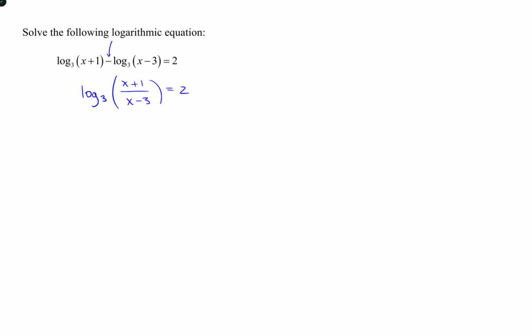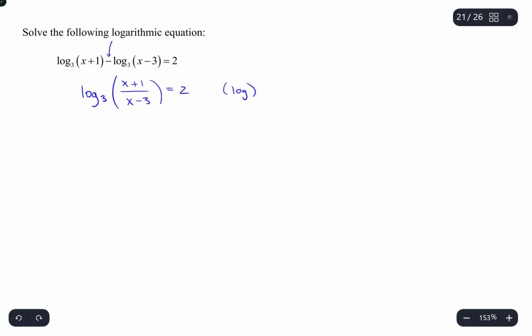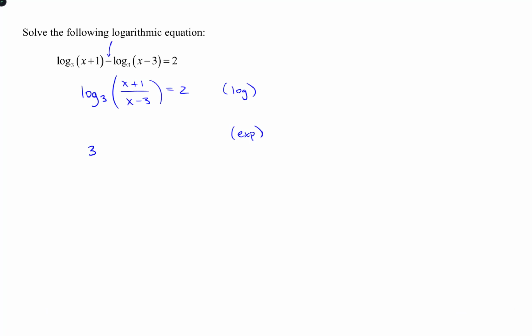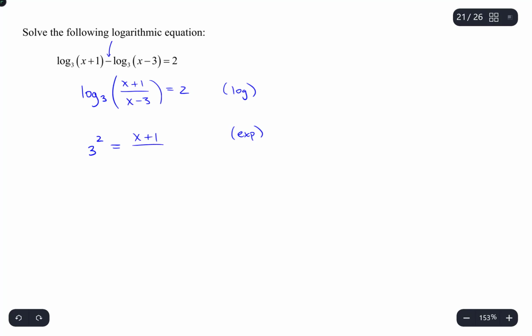Now, when I have this written in log form, I can change it into exponential form. The base of my exponential would be 3 because that's the base of the logarithm. And then the result of a logarithm is an exponent, so the exponent here would be 2. And then that's equal to (x plus 1) over (x minus 3). So we now have a rational function that we can continue solving.